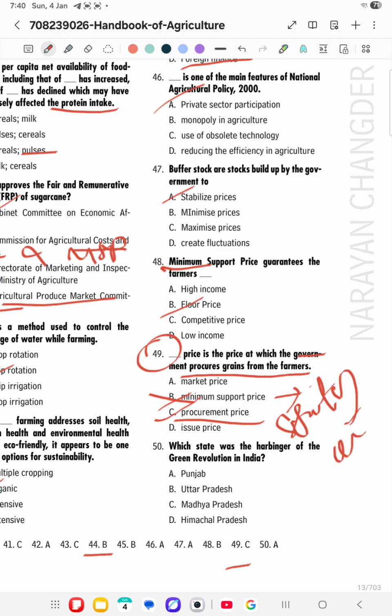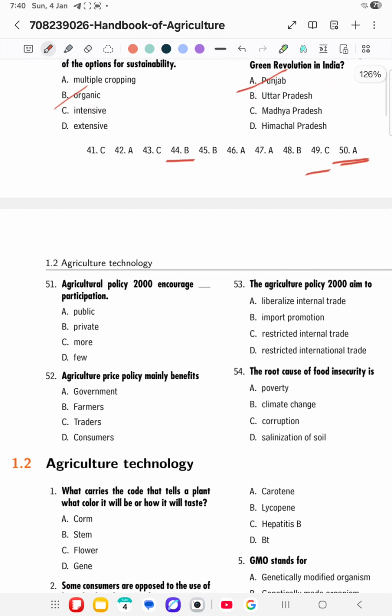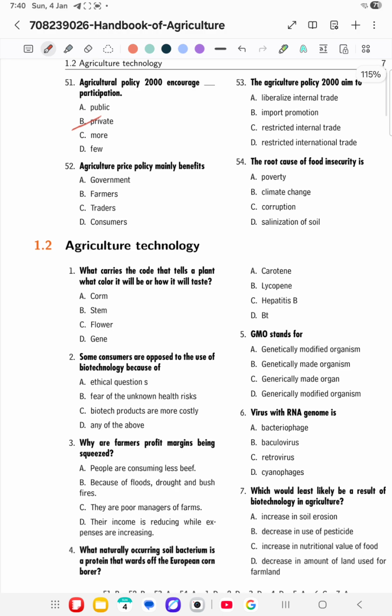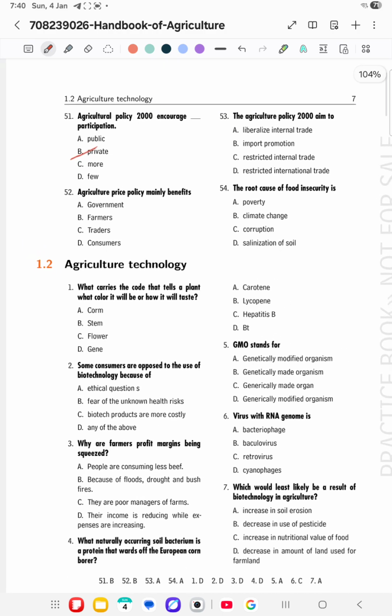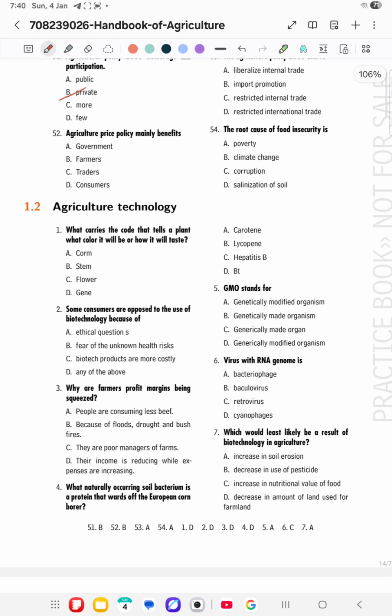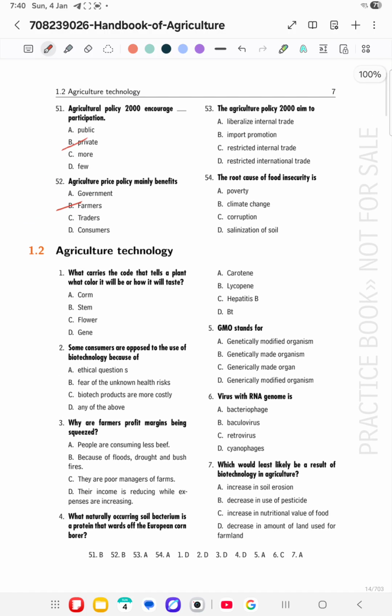Which state was the harbinger of the green revolution in India? UP. Oh sorry, Punjab. Agricultural policy 2000 encourages participation of private sector. Agriculture price policy mainly benefits government, farmers, traders, consumers. Farmers, because in reality it doesn't happen otherwise. The agricultural policy 2000 aims to liberalize internal trade, import promotion, restricted internal trade, restricted international trade. Liberalize internal trade, 53. Yes.